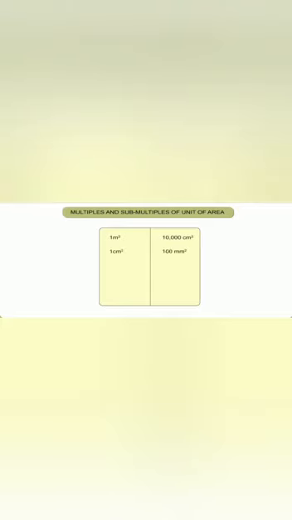Multiples and submultiples of units of area. 1 meter square is equal to 10,000 centimeter square. 1 centimeter square is equal to 100 millimeter square. 1 are is equal to 100 meter square. 1 hectare is equal to 100 are and it's also equal to 10,000 meter square.